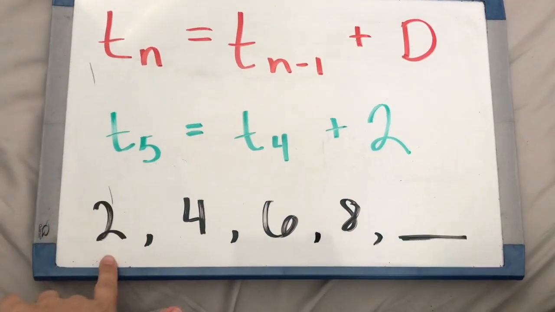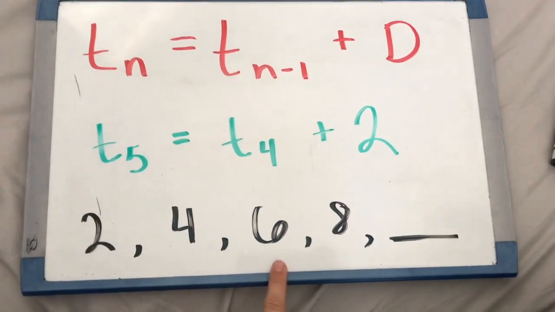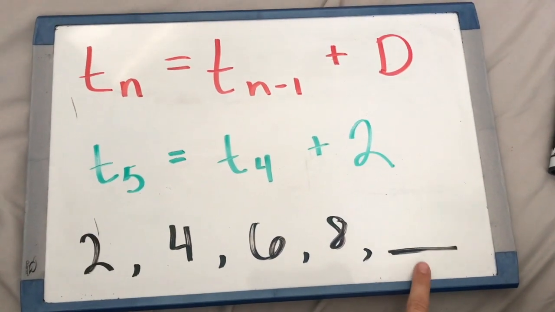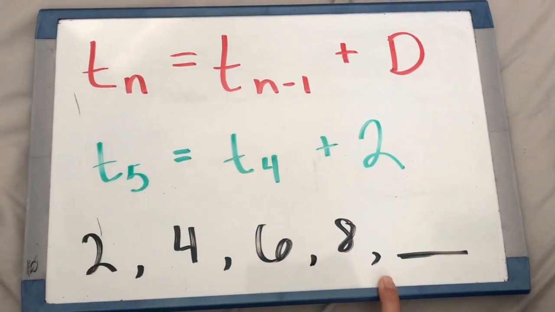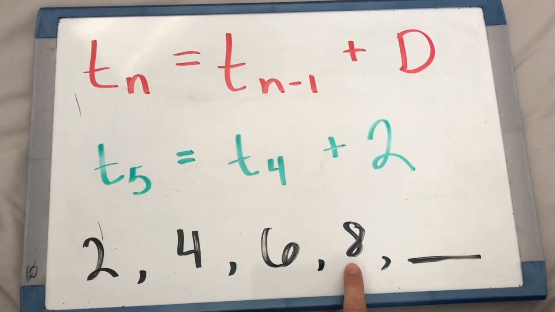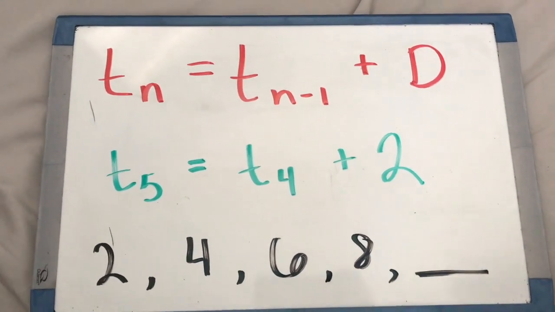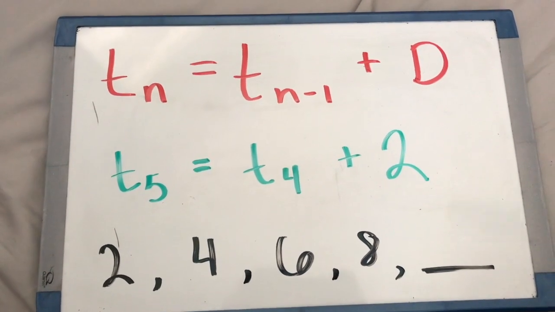Okay, so here we've got our first term, second term, third, fourth, and we want to find out what is the fifth. Obviously, we see what the pattern is, and we would be able to just add 2 to 8 and figure out that it's 10, but let's use our formula.